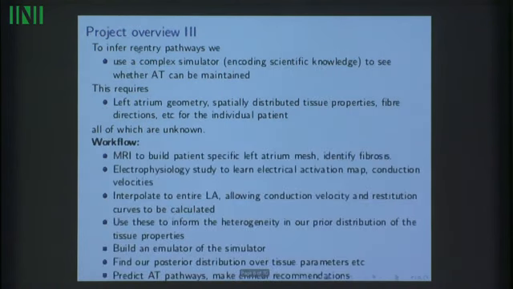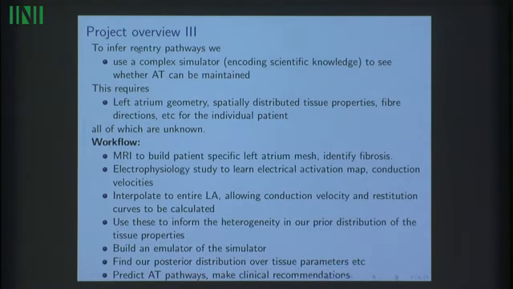For individual patients, this is our basic workflow, at least for the bit of the project I'm aware of. We're going to use things like MRI scans to build patient-specific atrial models and identify damaged regions, such as fibrotic regions. Then we're going to use electrophysiology studies to learn electrical activation maps and conduction velocities. Then we're going to use that information to constrain all the parameters we need to specify in order to run a more complex model, and use that model to look for atrial tachycardia pathways.